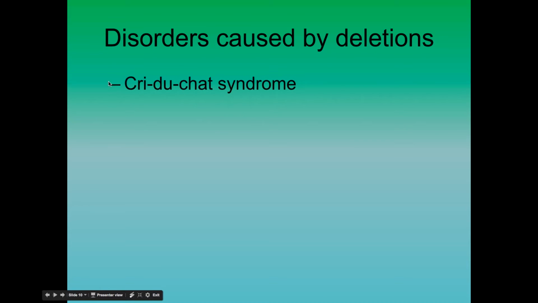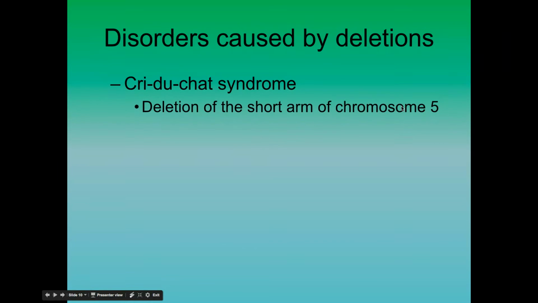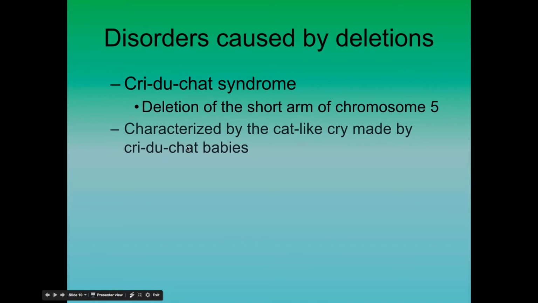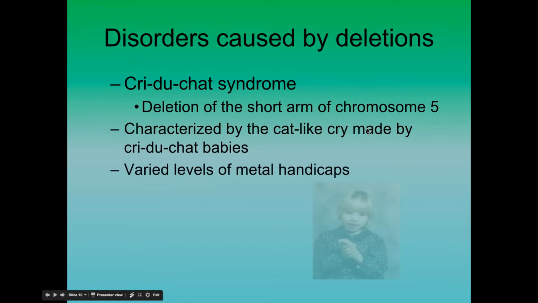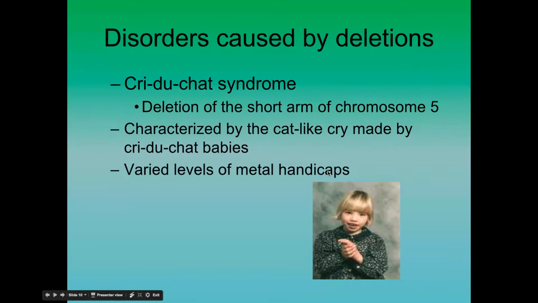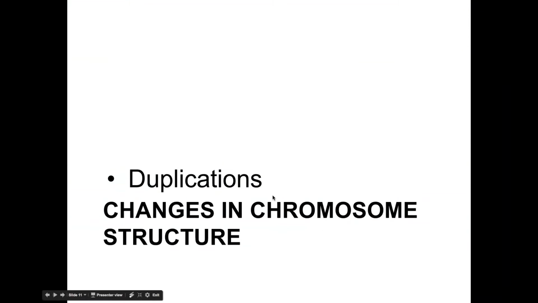Another example of a deletion chromosome is the cri-du-chat syndrome. It's a deletion of the chromosome number 5. It causes mental retardation, and it also causes the children to make these kind of sounds that sound like a cat, hence the name. So those are just 2 examples of a deletion.